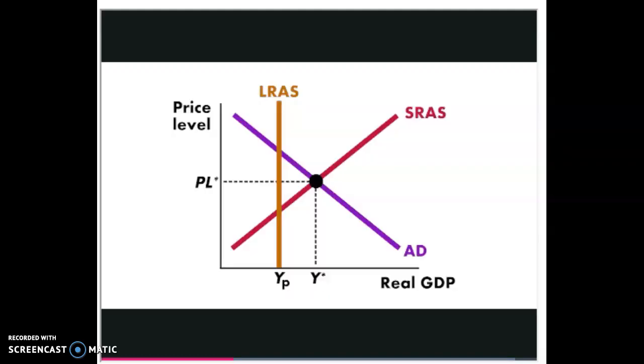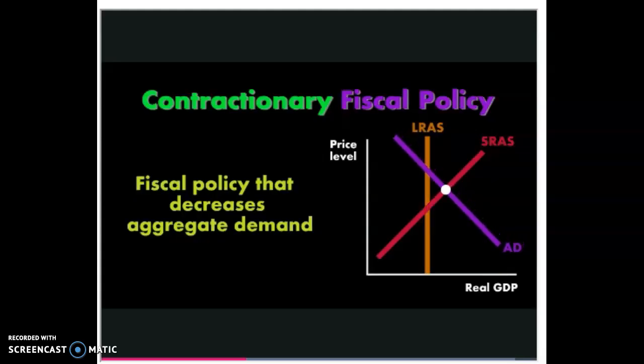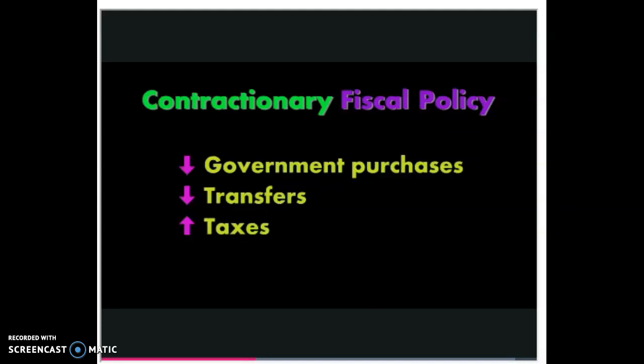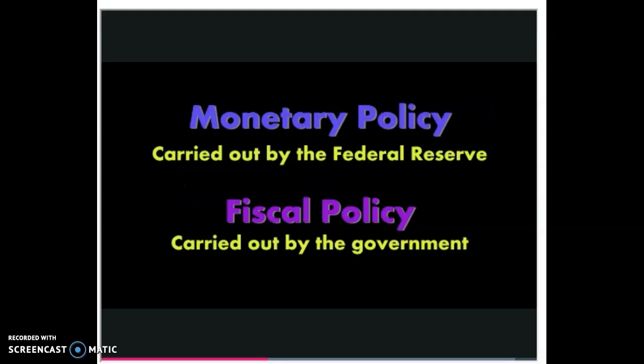When the economy is facing inflation, as shown by an inflationary gap on our aggregate demand-aggregate supply graph, the government can carry out contractionary fiscal policy, which is fiscal policy that decreases aggregate demand. This might involve decreasing government purchases, decreasing transfers, or increasing taxes. Don't confuse fiscal policy with monetary policy, which is carried out by the Federal Reserve System and involves changes in the money supply and interest rates.